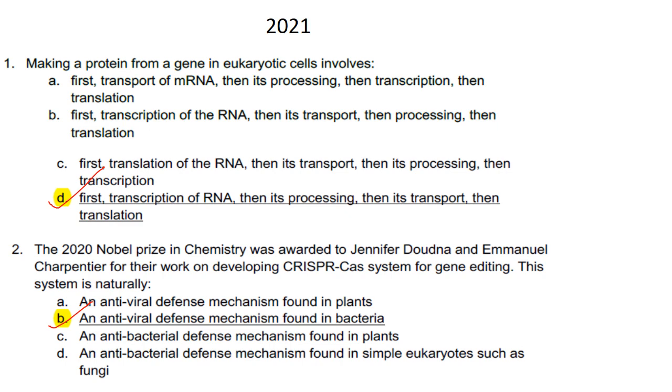The 2020 Nobel Prize in Chemistry was awarded to Jennifer Doudna and Emmanuelle Charpentier for their work on developing the CRISPR-Cas system for gene editing. The CRISPR-Cas system is a mechanism of antiviral defense found naturally in bacteria. So the answer here is option B.